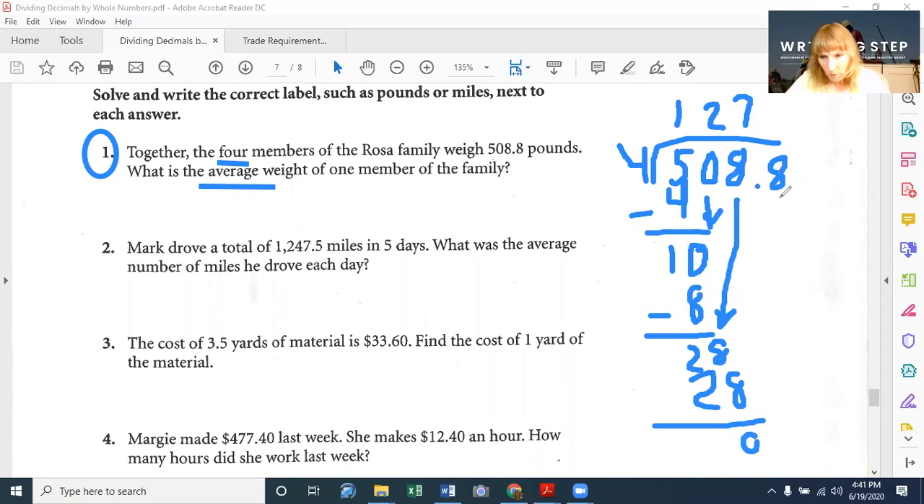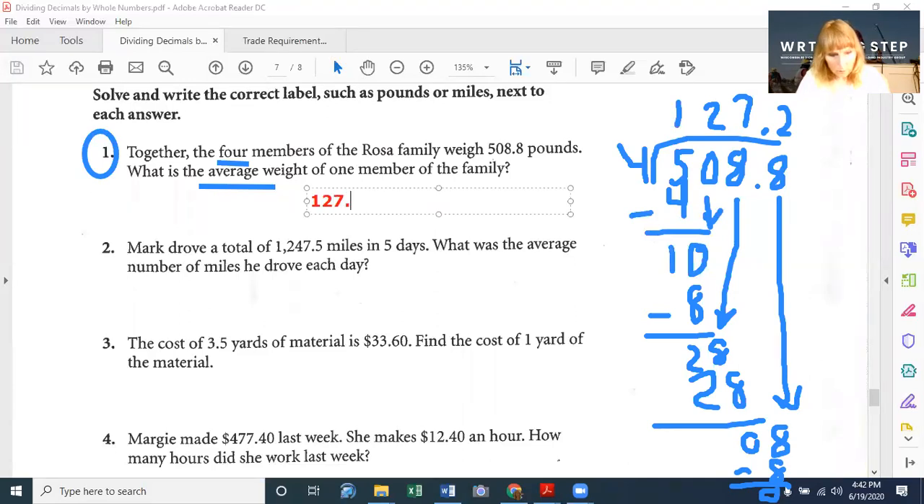So we have to bring down one more number, the 8. 4 will go into 8 twice. And I want to make sure I put my decimal up here. And 2 times 4 is 8. 8 minus 8 is going to be 0. So 127.2 is, what is the average weight? We can say 127.2 pounds is the average weight. That's how you use this for word problems.